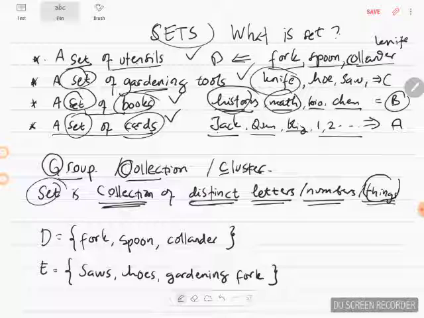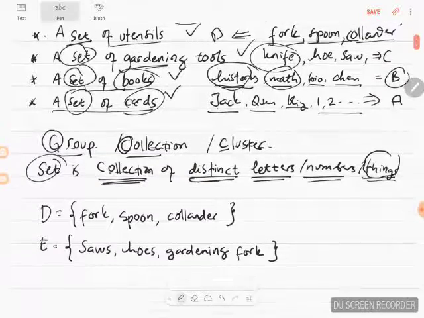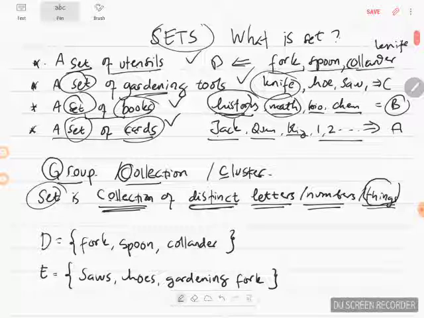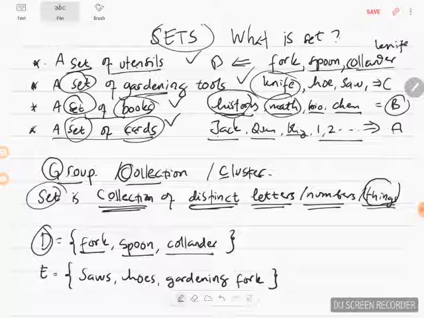Now, we have some more examples here. Let's say set D. Set D is formed of or contains fork, spoon, colander, knife, and so on. This actually denotes a set of utensils, right? Because fork is a utensil. Okay?